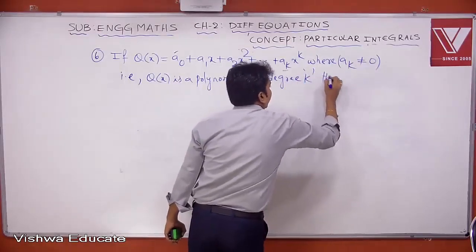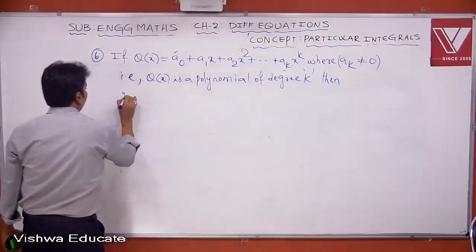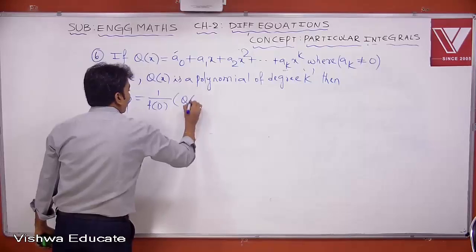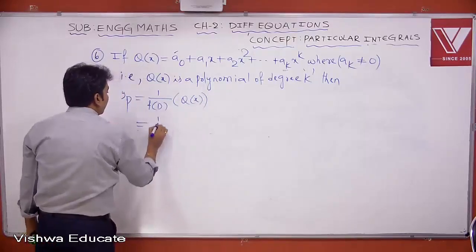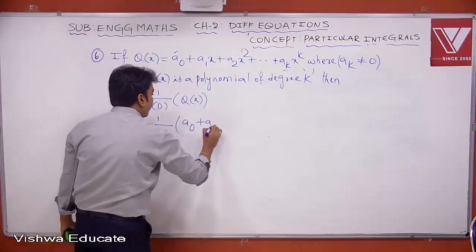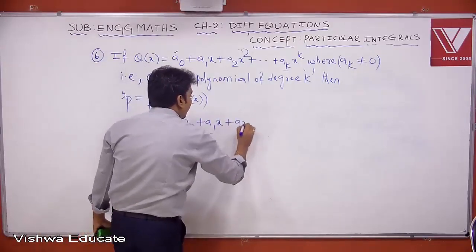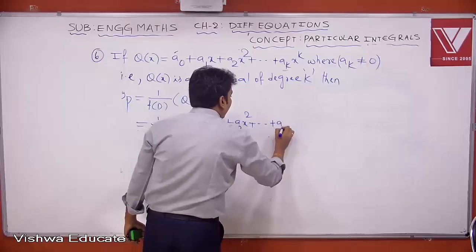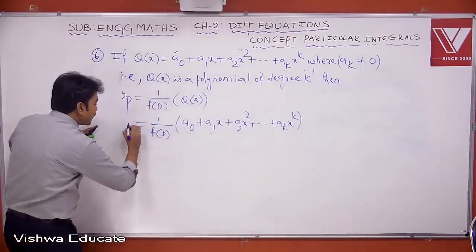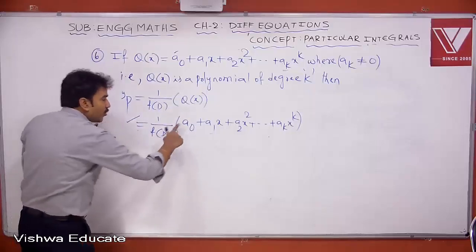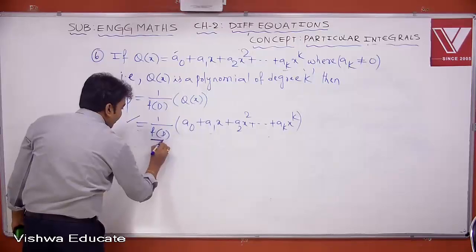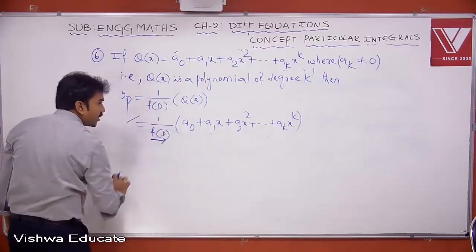Then my particular integral yp will be 1 by f of D of Q of x, the basic formula. This is 1 by f of D of a0 plus a1x plus a2x square plus and so on plus ak into x power k. Now how to handle this at this moment? In order to get the particular integral in this case, we need to take the least degree term of f of D as common.